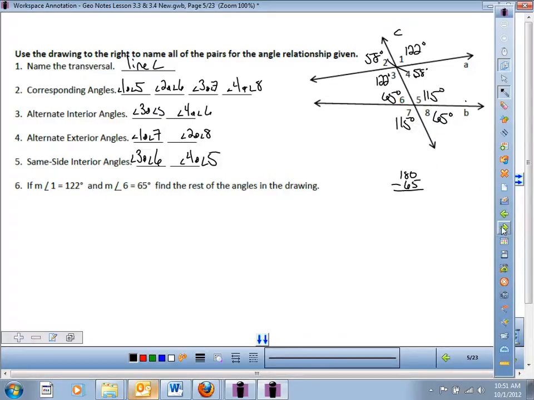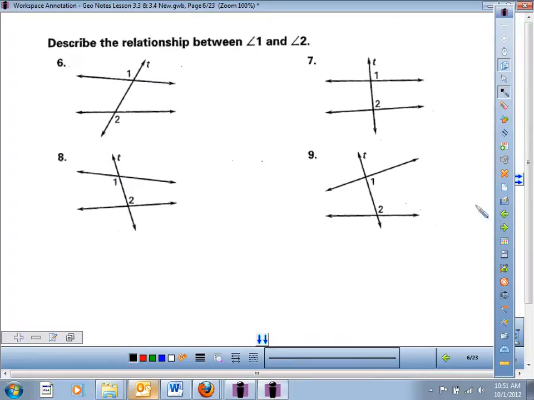All right, now what we can do is we can go on to the next problems here. These are not on your sheet, but I'm just going to go through these with you. What we have here is we're going to describe the relationship between 1 and 2. So we need to look. This is the interior. These are both exterior.